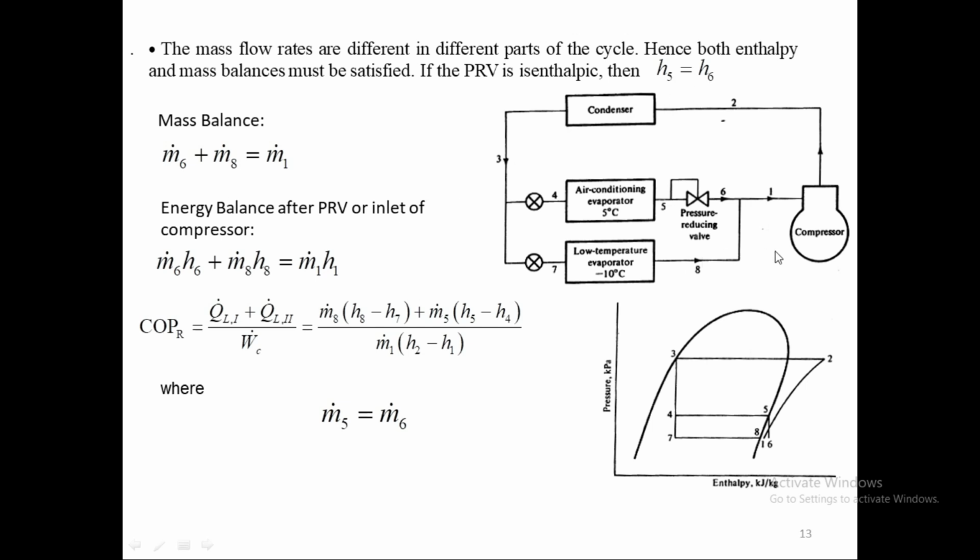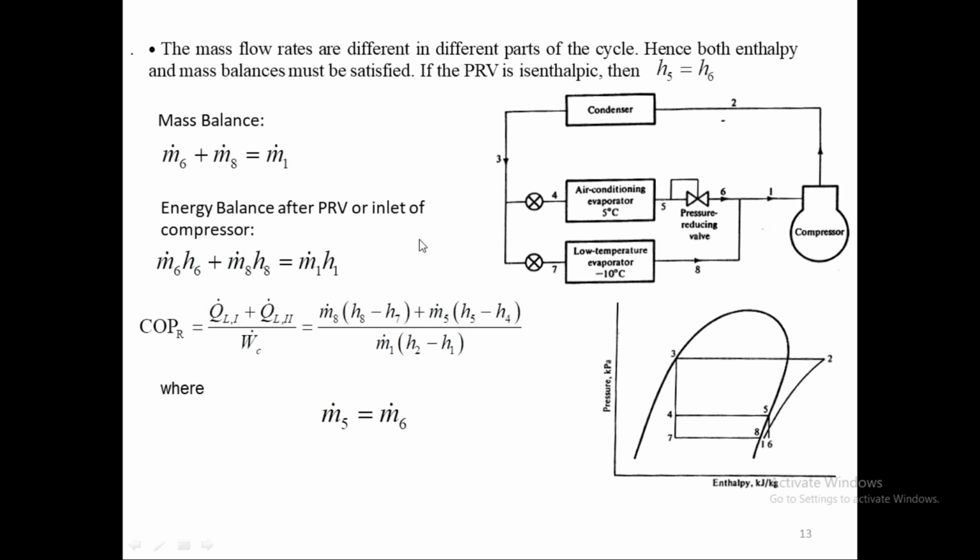For the mass balance around this PRV, pressure reducing valve: M6 is what is coming out from this line here, and M8 is coming out from this line here. Initially 6 and 8 both are split from 0.3 and it is going to 0.1, which is leading to the compressor. So mass flow rate M dot 6 plus mass flow rate M dot 8 should be equal to the mass flow rate M dot 1 to the inlet of the compressor. That's the mass balance for the cycle.